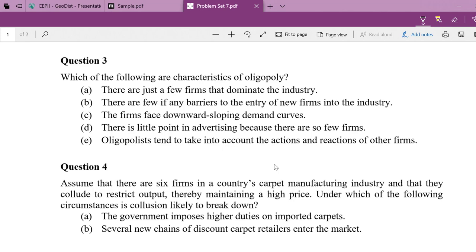E. Oligopolies tend to take into account the actions and reactions of other firms. Yes or no? Yes. When you have a small number of firms, we usually tend to monitor each other's actions. When you have a large number of firms, it doesn't make sense because no one is able to affect the market, so you don't monitor everyone. But when among the few firms one or two of them are dominating, you react to it and come up with some strategy to win the market share. So that's E, yes. Question number 4 now.